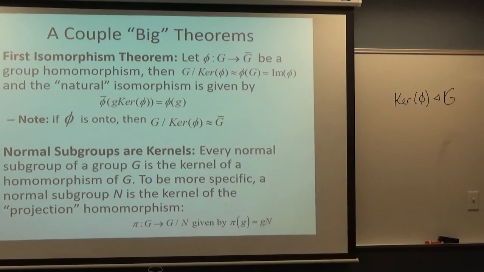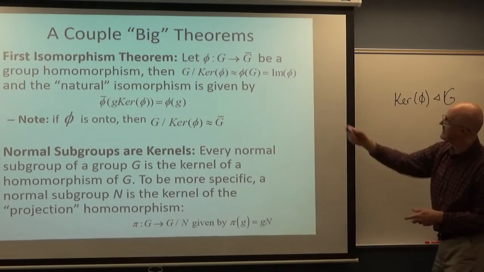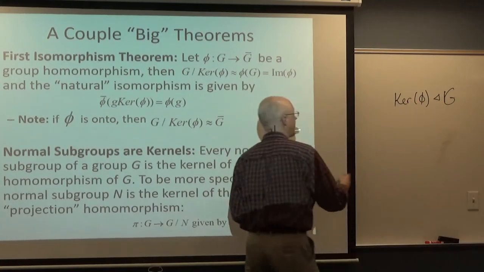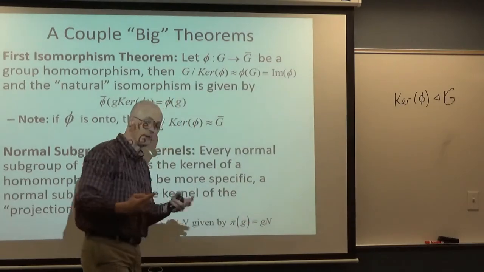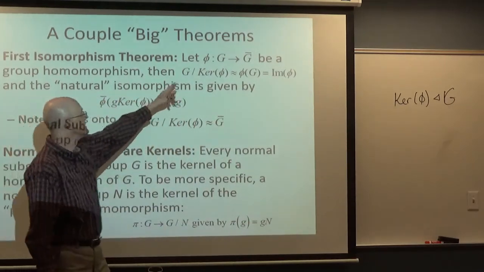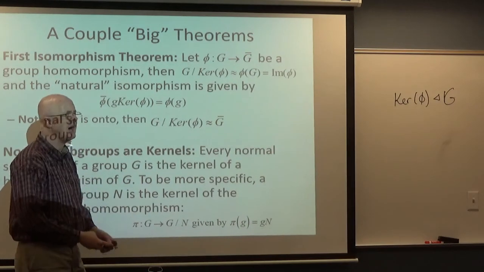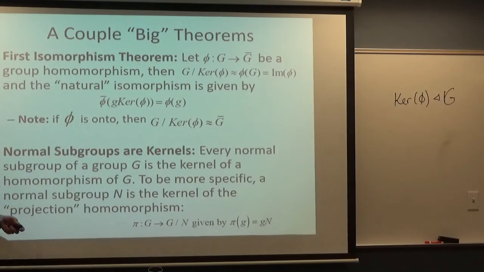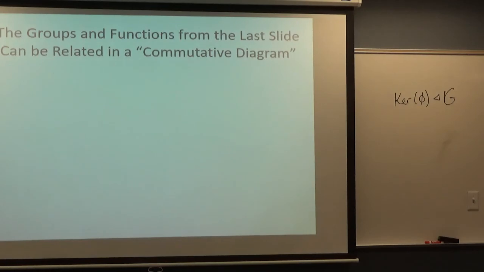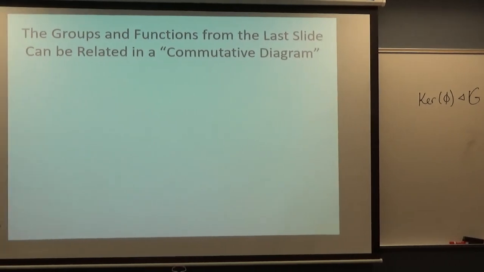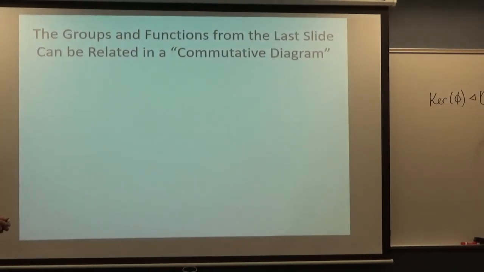Every kernel is a normal subgroup. And then you can relate the First Isomorphism Theorem to that fact by actually forming the factor group. Remember, you can only form factor groups when you've got a normal subgroup. It's common to visualize what's going on here in a certain way. The groups and functions from the last slide can be related in what's called a commutative diagram.